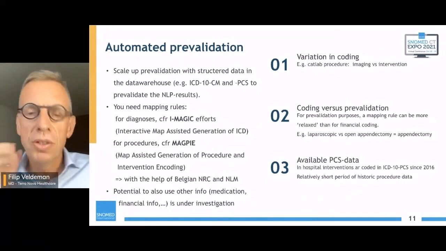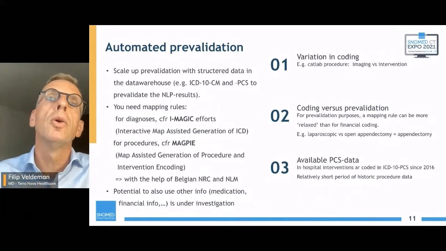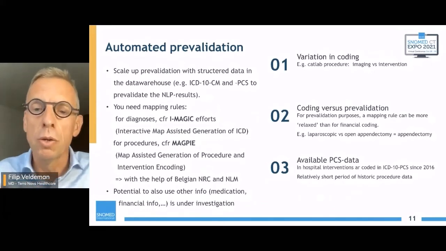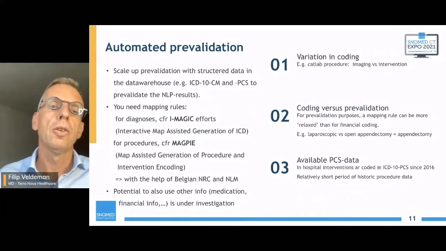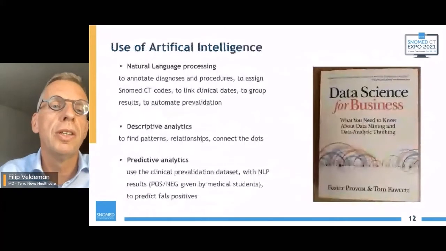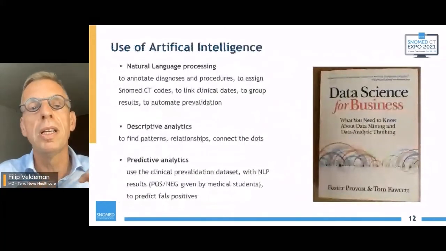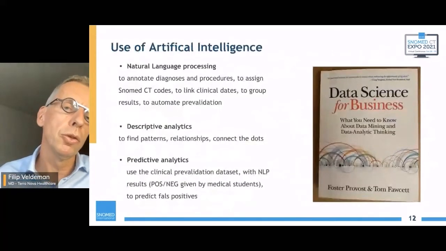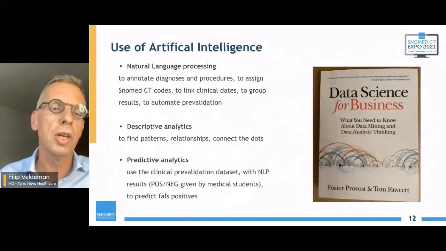And so PCS data are also available for the last 10 years, but if somebody had an old appendectomy, or one that has not been done in your own hospital group, we don't have the data to make the rules work. So more and more we also use artificial intelligence. Of course, NLP is artificial intelligence, specifically to annotate and to assign SNOMED codes, but we also use descriptive analysis to find patterns, relationships, connect dots.